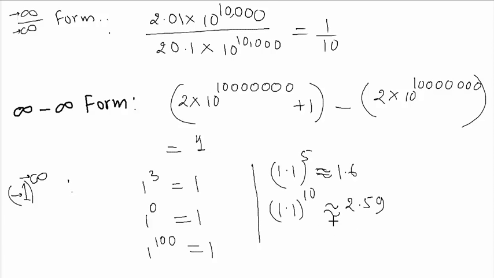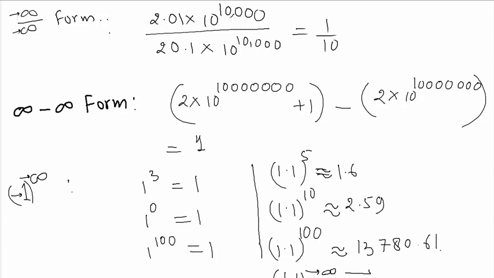I am calculating it by calculator. You can also use your electronic gadget, like a mobile phone and others, to get this value. 1.1 to the power 100 is approximately equal to 13780.61. So you can see that as this power increases, this number is becoming larger and larger. So as the power tends to infinity, 1.1 to the power infinity tends to infinity.